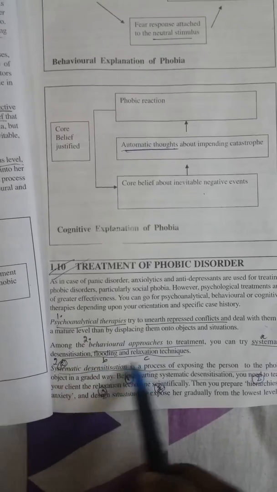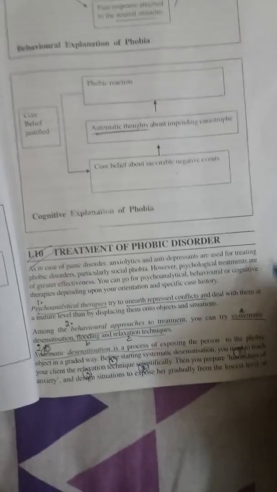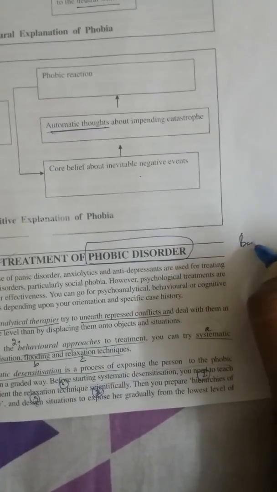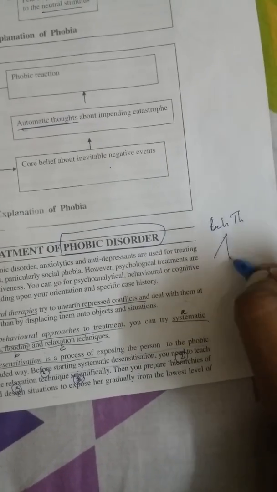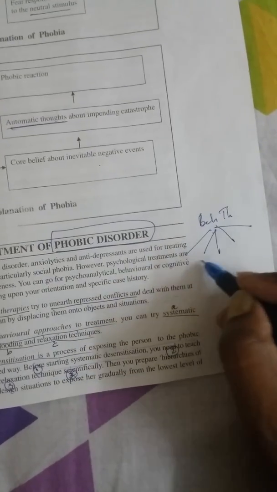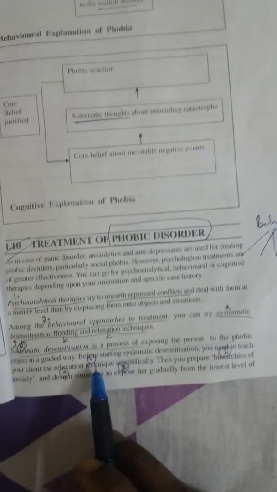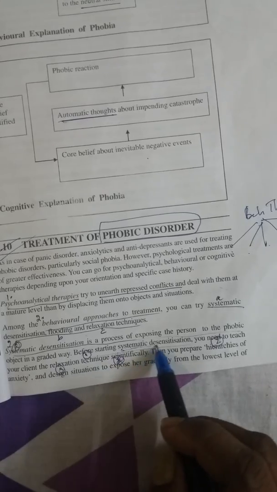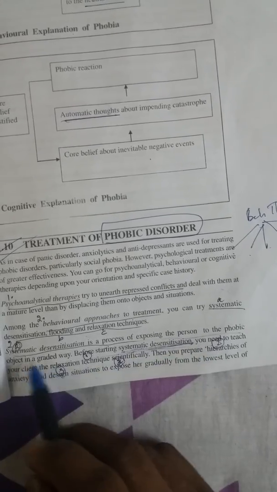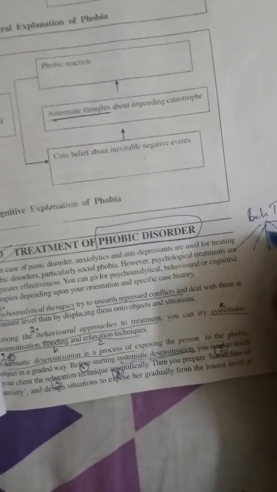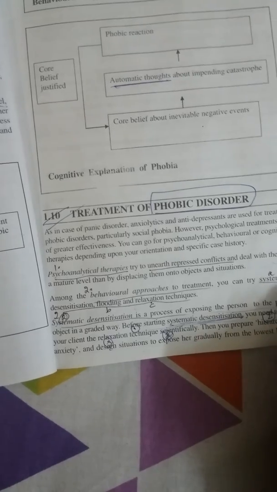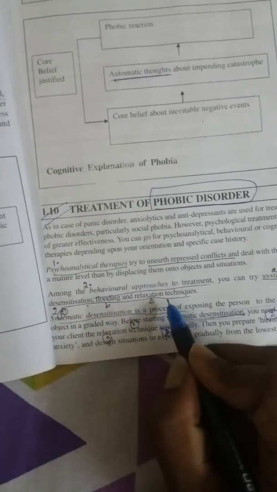In treatment, we have psychoanalytical therapies and we have behavioral approaches. In the behavioral approach, for a phobic disorder, behavior therapy treatment has steps to it, step by step. First is a relaxation technique. Start by systematic desensitization. Sorry, I'm confusing it with something else. Okay, fine. So behavioral approaches are systematic desensitization, flooding, and relaxation.